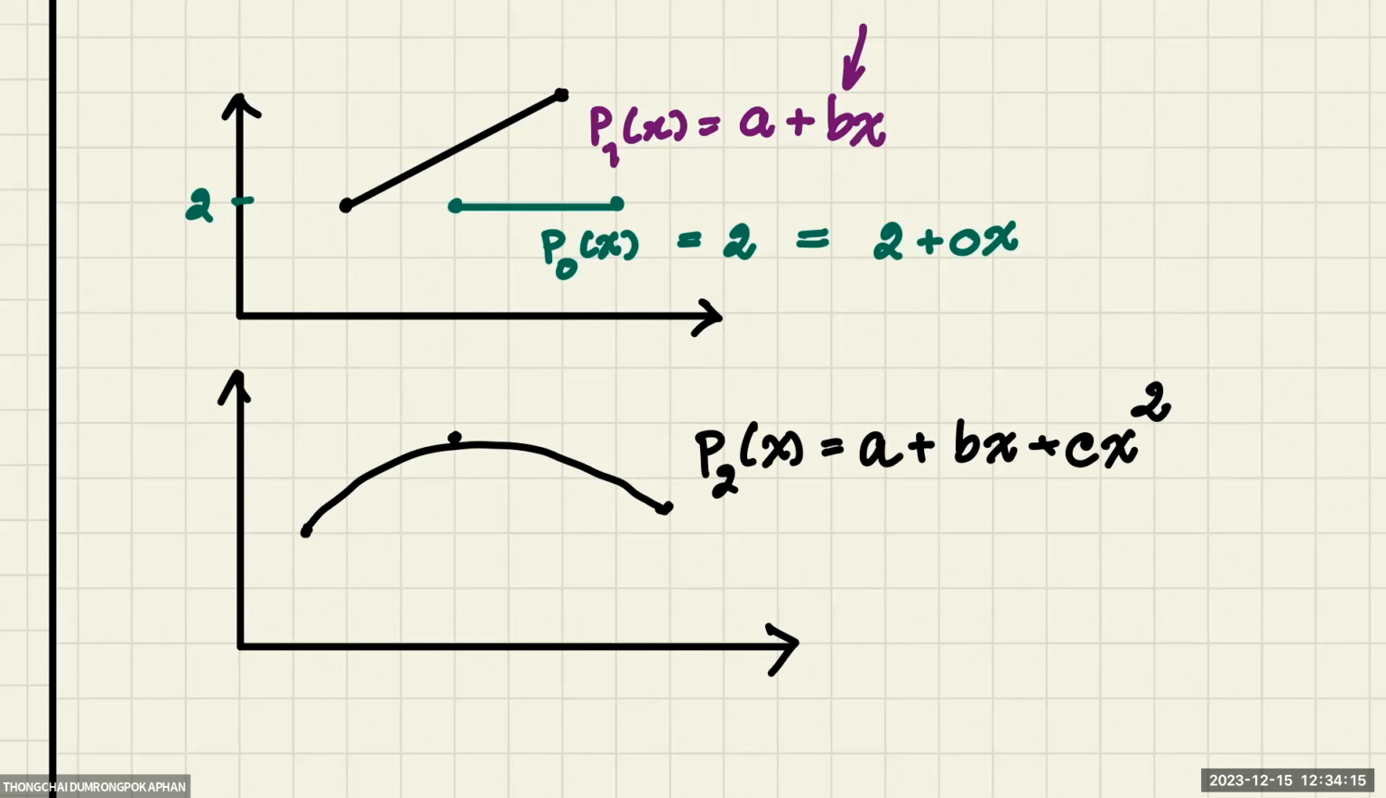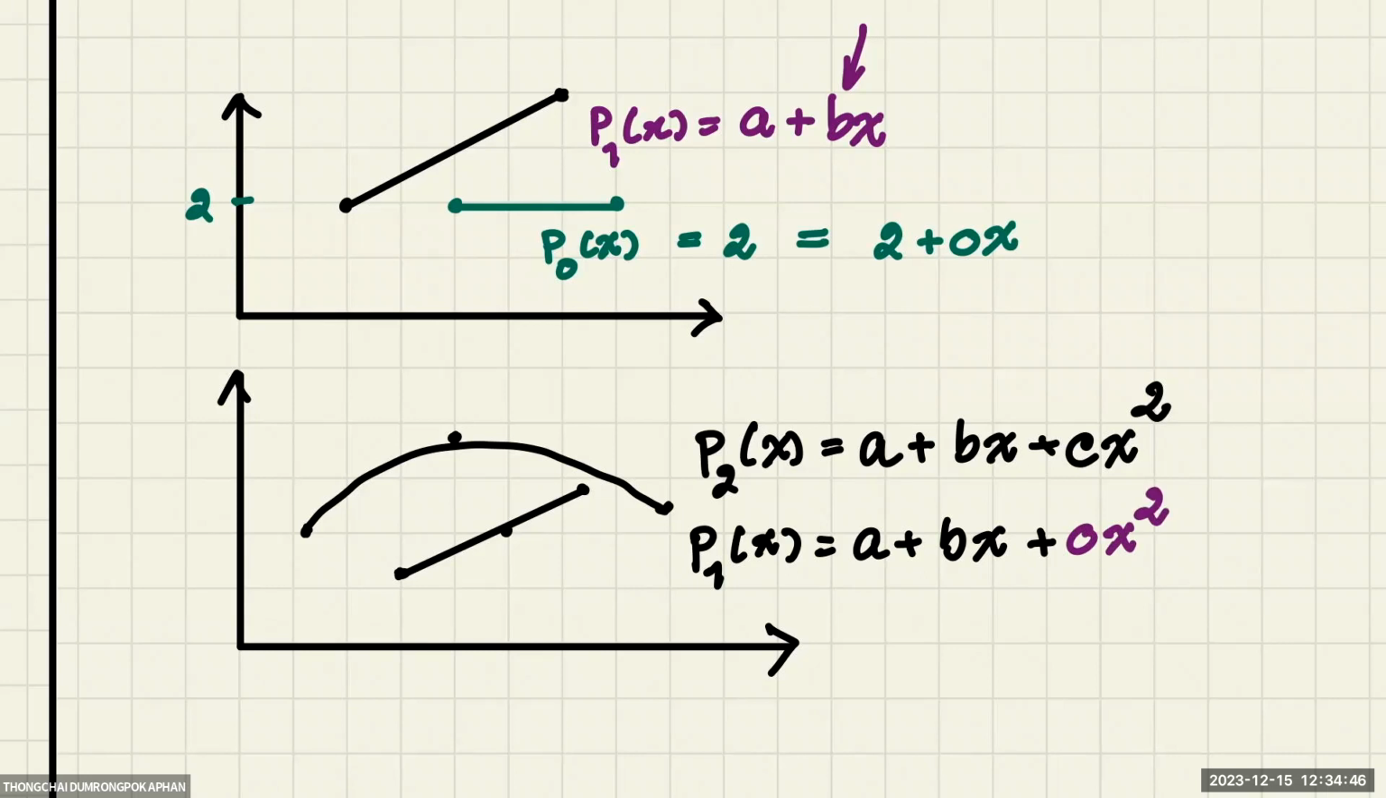Everybody should recognize that this is the parabola equation, but in general form, it's polynomial degree 2. Or if I have 3 points like this, you can connect all these 3 points by using polynomial degree 1, which is maybe a plus bx, meaning plus 0x squared. Or you have the other type, which means you might have polynomial degree 0.